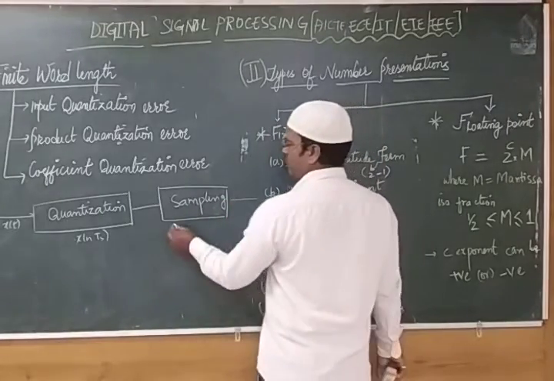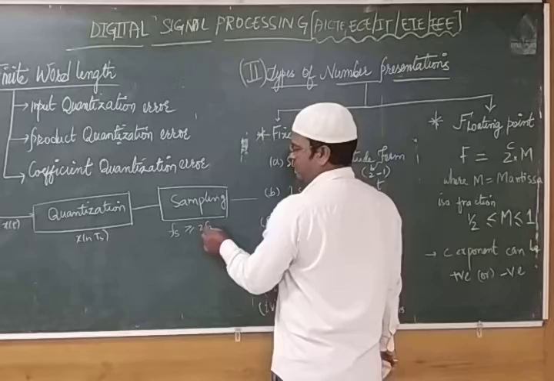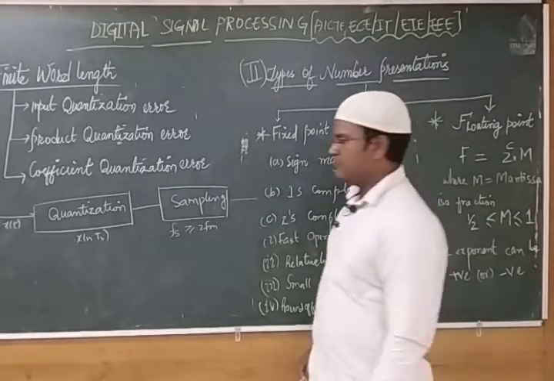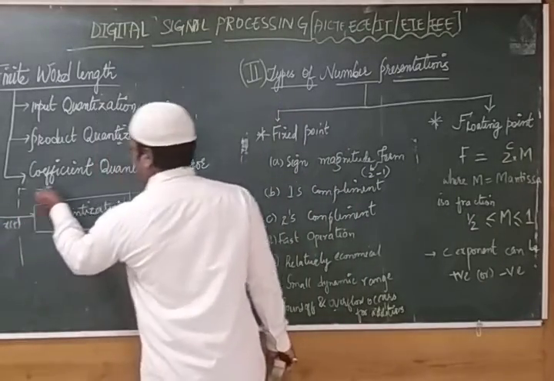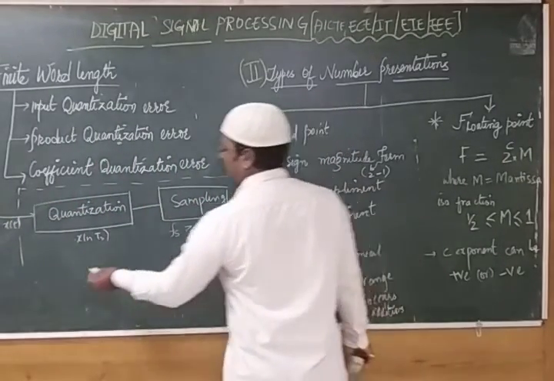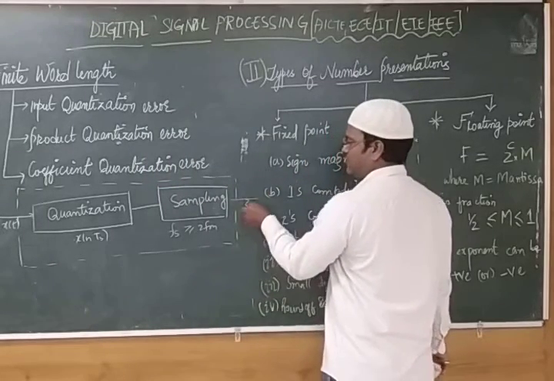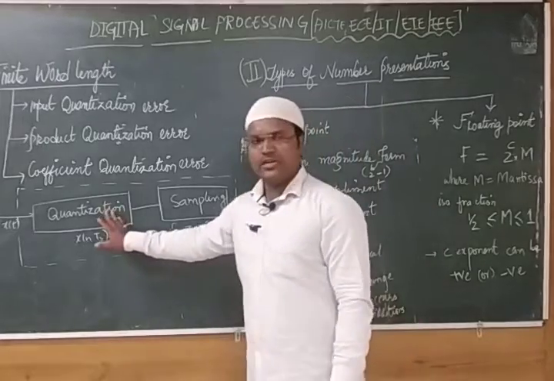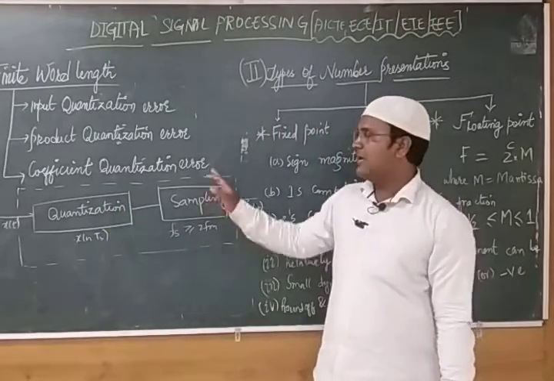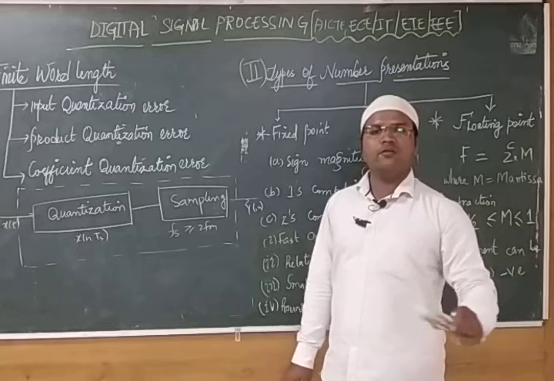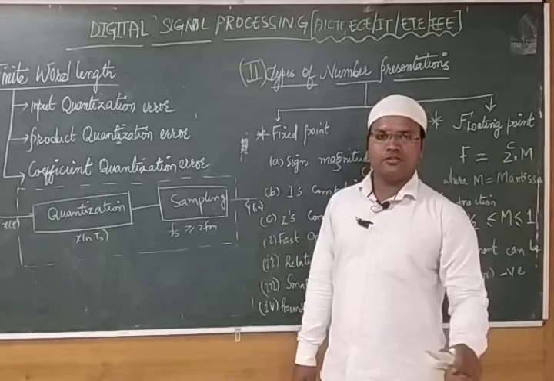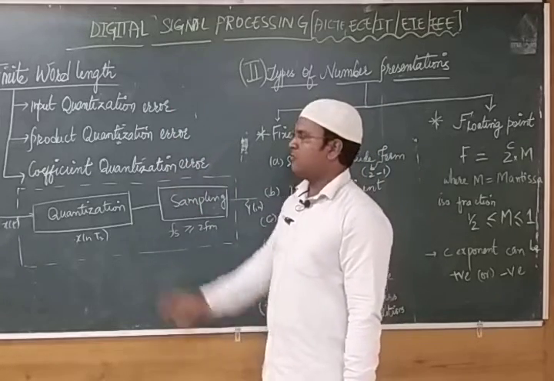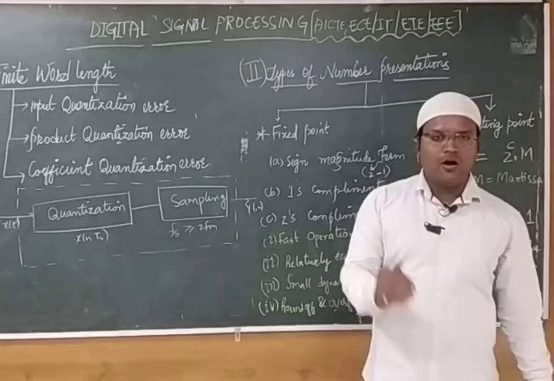What is the sampling theorem? Fs should be greater than or equal to 2 times the maximum frequency. That means the signal is converted into a number of samples, so that we get the signal in terms of x of n. To do this, we have quantization and sampling. Quantization and sampling give us the finite word length in digital signal processing. So what are the input quantization errors?